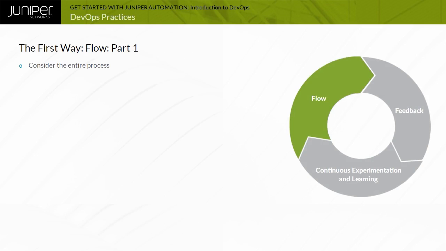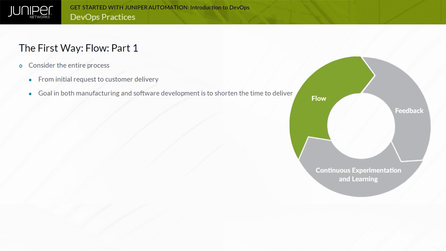With any production system, there is a process flow from beginning to end. In manufacturing, the process flow begins when an order is placed and ends once the product is delivered to the customer. In an application development environment, the flow begins when a new software product, feature, or change is requested, and ends when the software, feature, or change is delivered to the customer. The goal in both manufacturing and software development is to shorten the time to deliver.